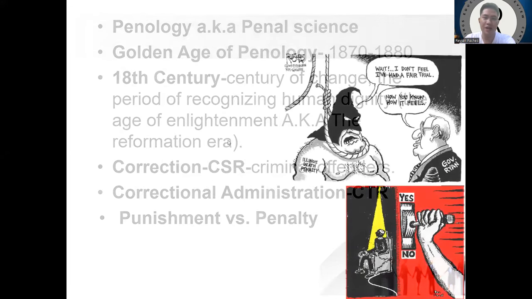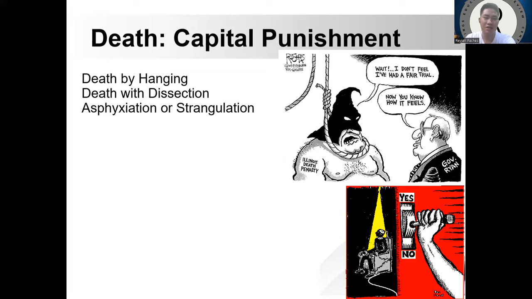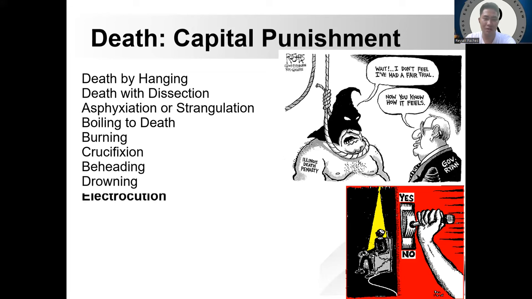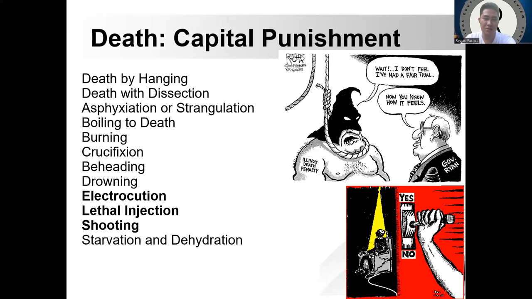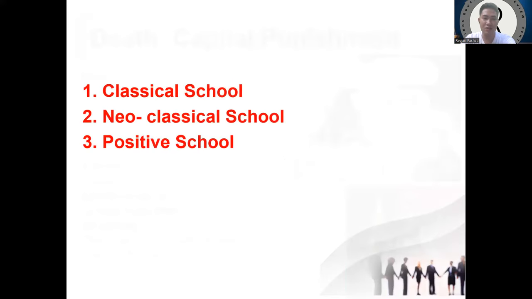Okay, so dito tayo ngayon class sa tinatawag natin na death as a capital punishment. So ang death as capital punishment, of course, meron tayong death by hanging, death by dissection, asphyxiation or strangulation, boiling to death, burning, crucifixion, beheading, drowning, electrocution, lethal injection, shooting, starvation, and dehydration, death fights. Okay, dito tayo class, ulitin natin.